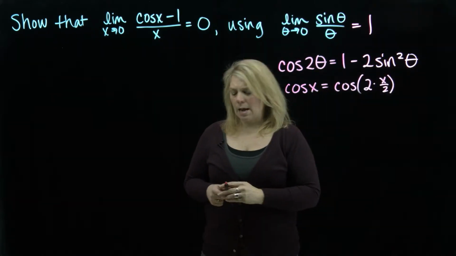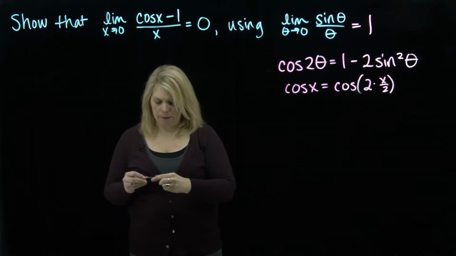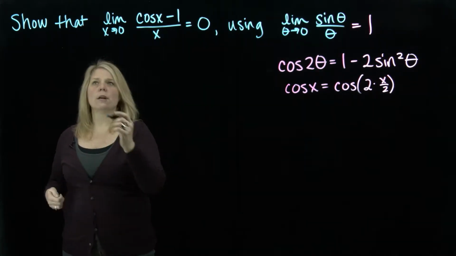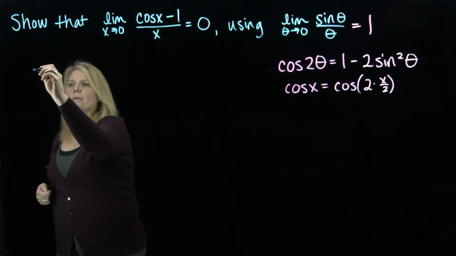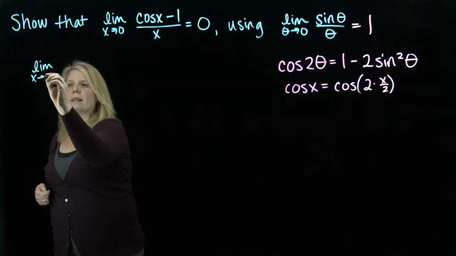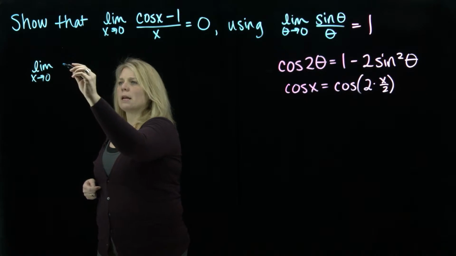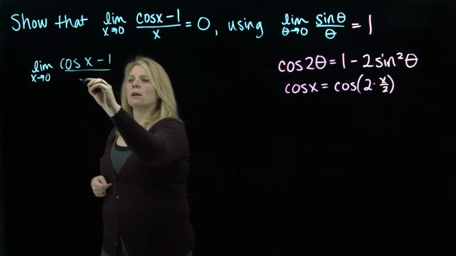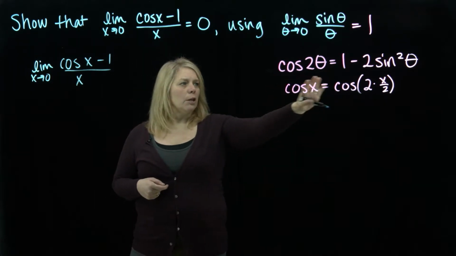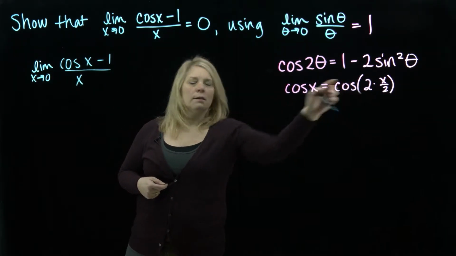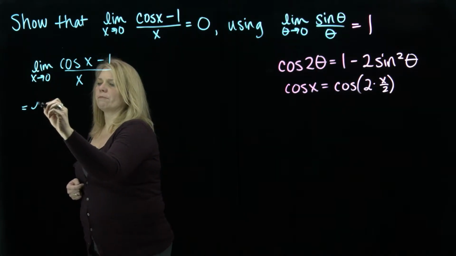All right, so when I use that identity on the problem that we're working on over here, we're going to convert that to sine. So in the numerator here, I will have the original expression that we have there. I'm just going to rewrite that down. The limit as x approaches 0 of cosine of x minus 1 all over x. I'm going to use this identity on the cosine of x. Right, so I'm going to rewrite that.